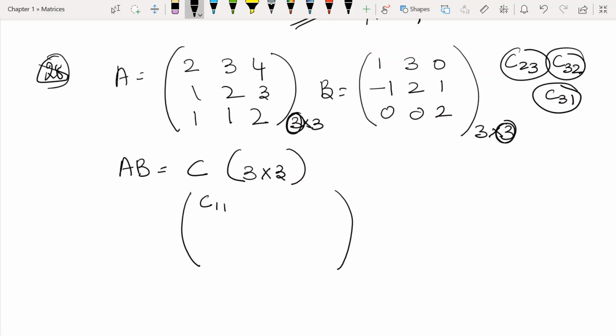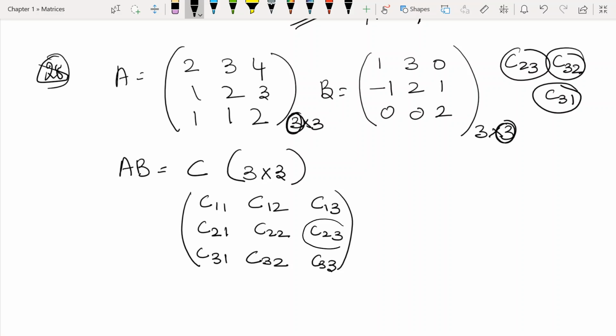C11, first row, okay, first row will have 3 elements. So C12, C13. Second row, third row, okay. So C21, C22, C23. This will be C31, C32, C33. These are the elements which will be there in the matrix. So the question is asking you C23. Let's mark it now. C31, C32.